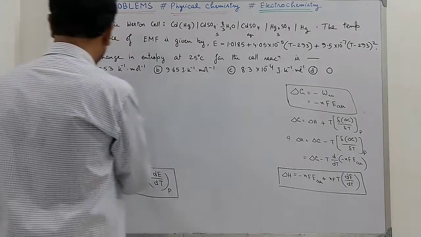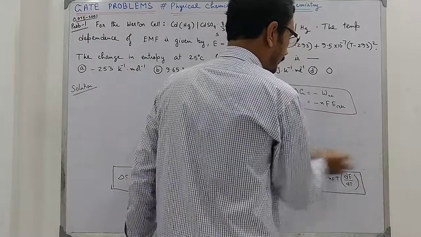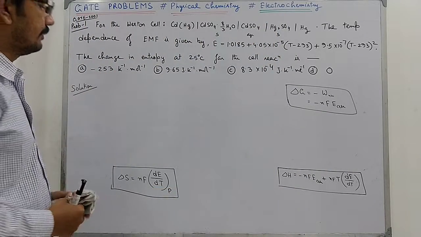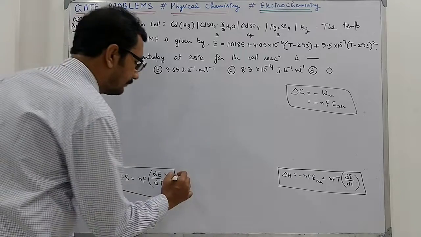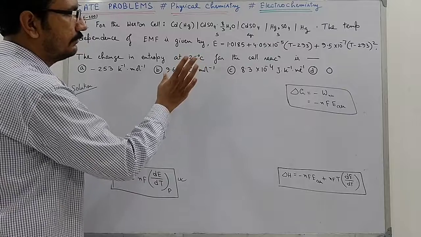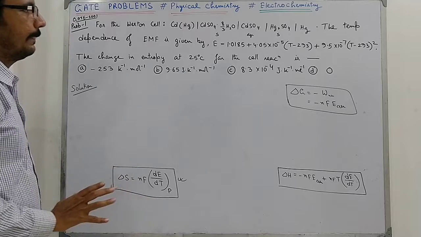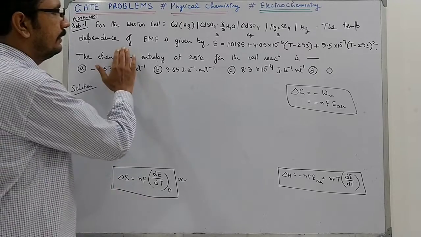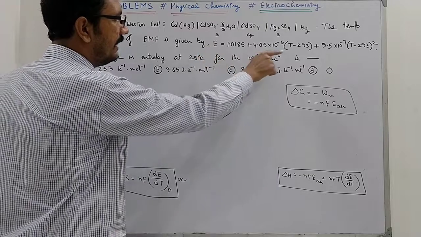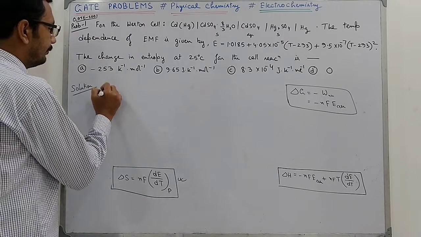Now in this problem, they are asking you for the change in entropy only. So we will need this equation. But the temperature coefficient is not given here. See, there is no expression given here like dE/dT of E. But they have given you an expression in which E is varying in terms of temperature. So that will be helpful.